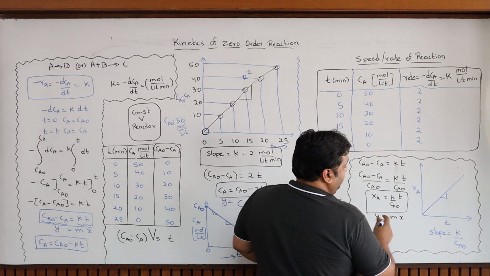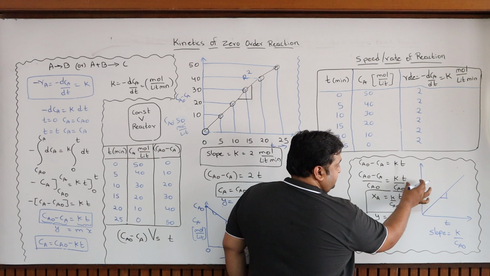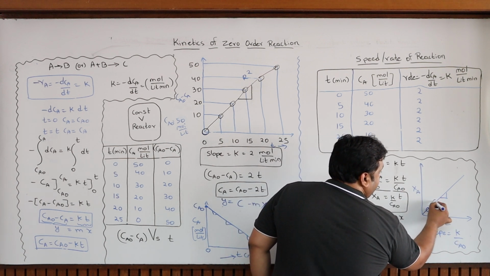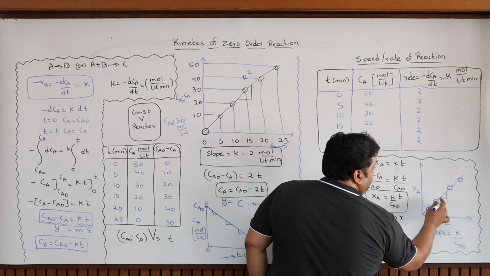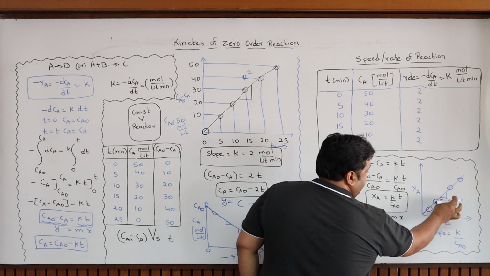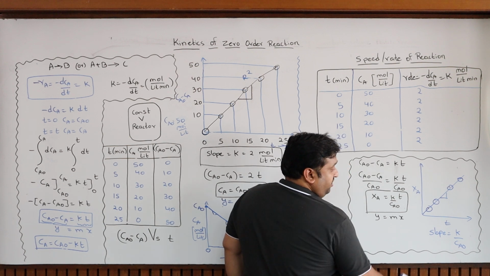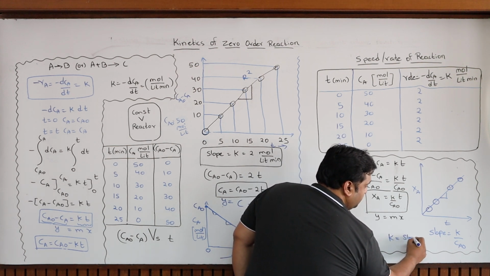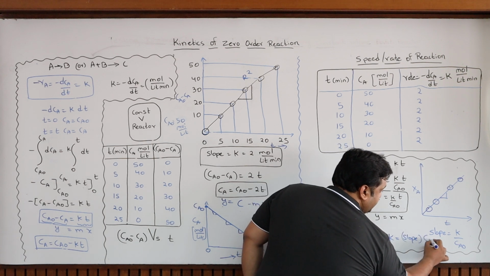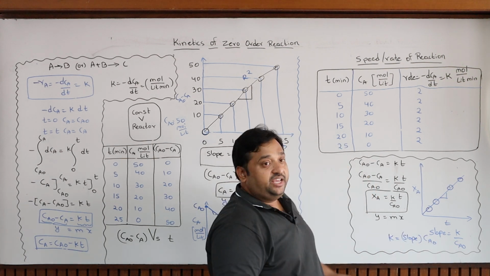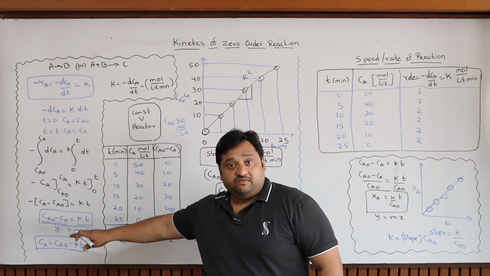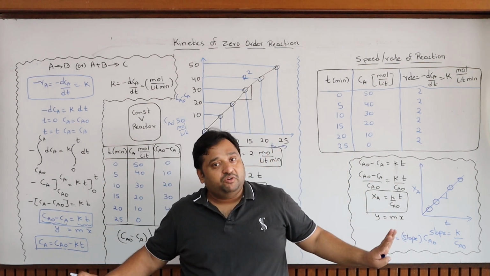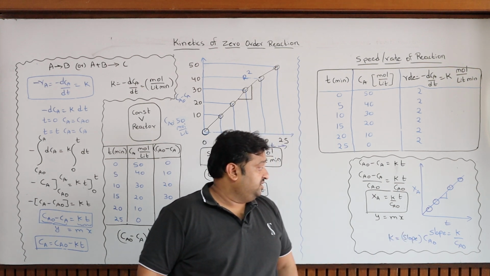If you plot X on the y axis and time on the x axis, then you get the line, and then you take out the slope. Here the slope is nothing but K by Ca0. If you know K by Ca0, then you can find out K, which is equal to slope into Ca0. That means either you can go with the concentration wise or you can go with the conversion wise. Both are the same equations, which are for zero order reactions.